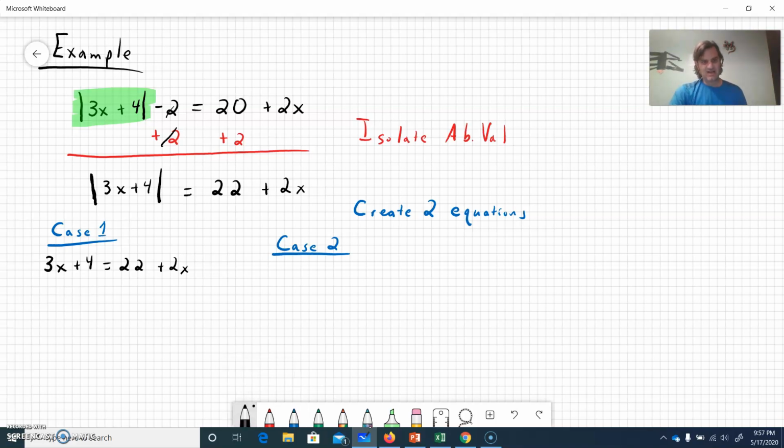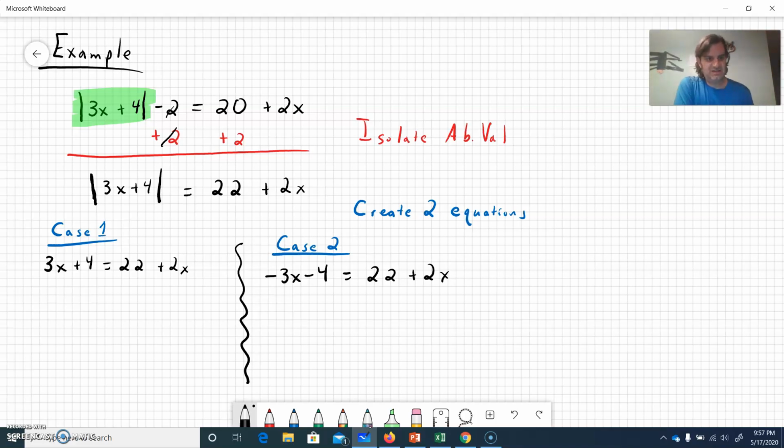Okay, so I'm going to write this down, but I'm going to change every sign on the left hand side. Now that means it was positive 3x, so now it's negative 3x. It was positive 4, it's negative 4. So I've changed the sign of that quantity on the left hand side. Now I don't do both sides, so it's negative 3x minus 4 equals 22 plus 2x. And I'm going to solve these two separate of each other.